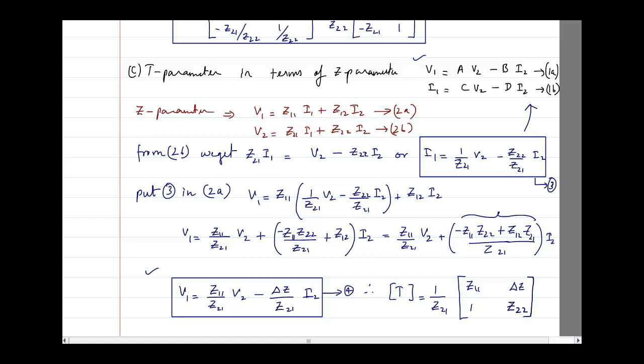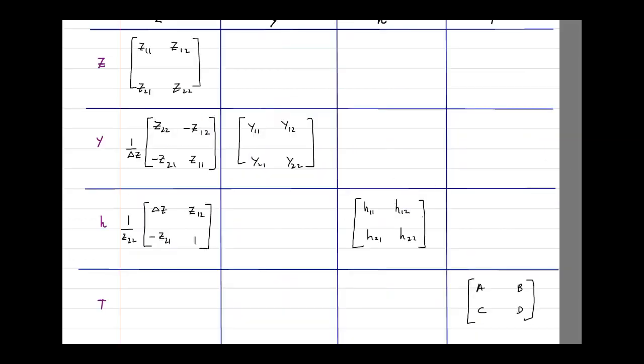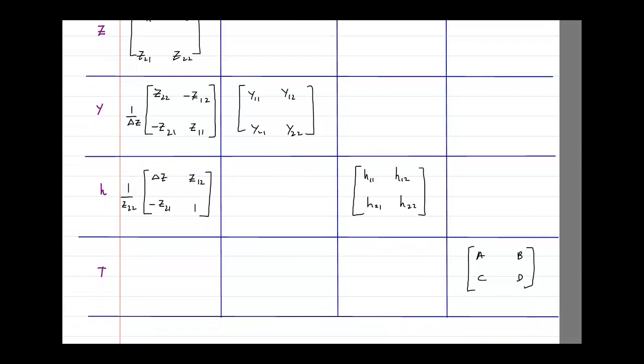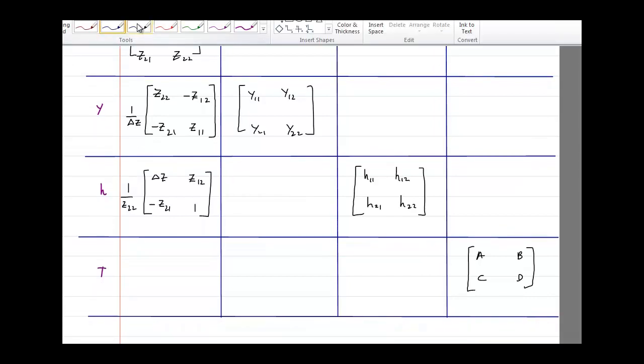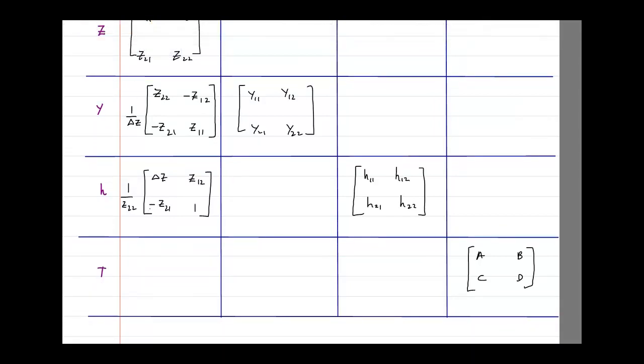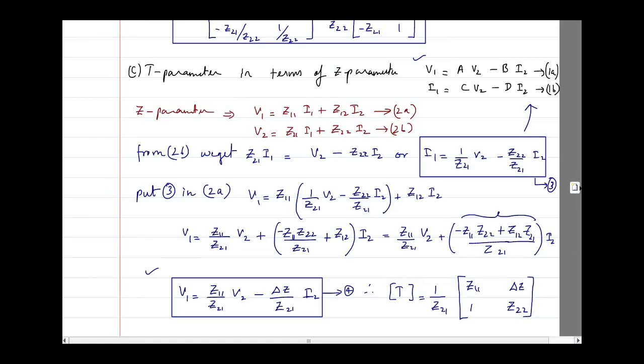So if I compare these equations, I will get this as the answer. So again, this is something that we will write in the table. So t parameter in terms of z parameter is going to be, as we said, Z21 is common, so I will write 1 divided by Z21 to be commonly outside, and this will be Z11, this will be Z22, here it will be delta Z, and here it will be 1, and Z21 is common, correct? Is it the same one? Yes.